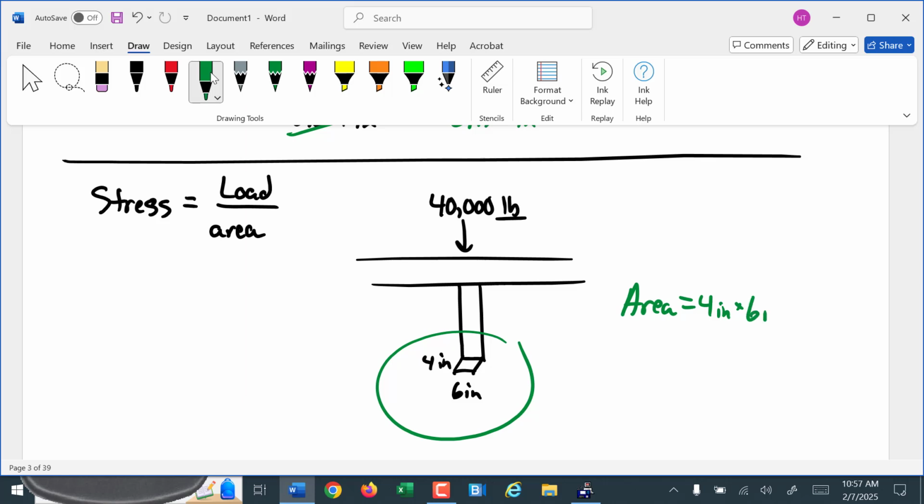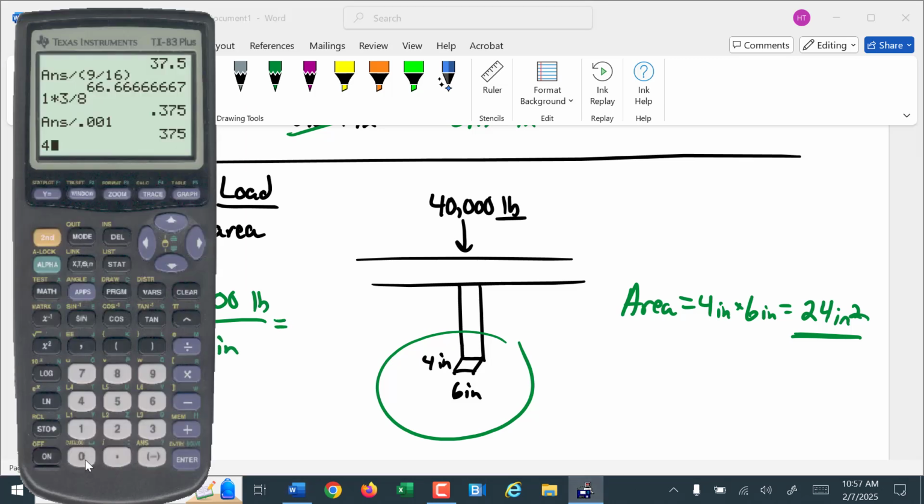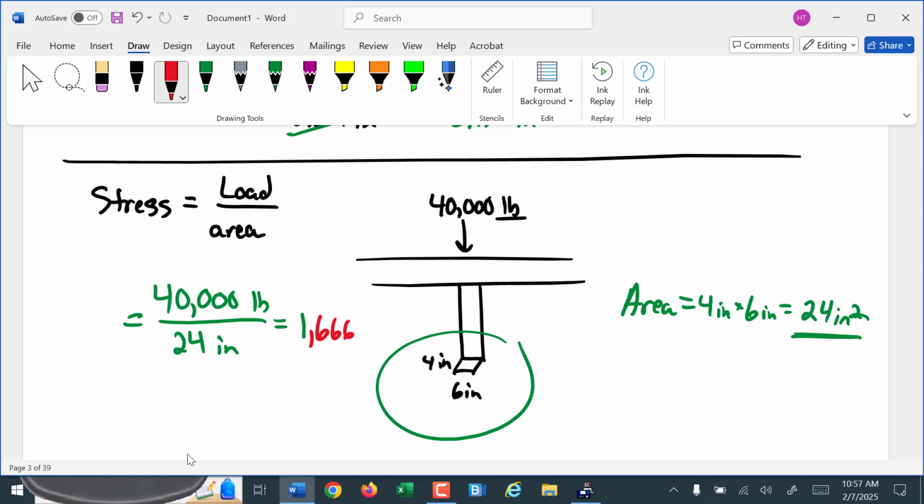Length times width, right? It's 4 inches times 6 inches. 24 inches squared will be our area. So the stress is the load, 40,000 pounds over 24 square inches, giving us 1,666.67 pounds per square inch, or PSI.